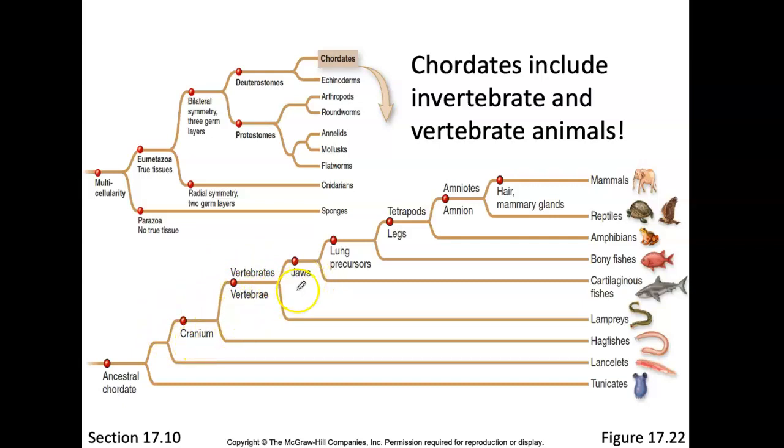Maybe it has a skull but no jaws. Does it have some sort of a lung? Does it have 4 legs? Does it have an amnion, which is during development? Is it in a water sac? Does it have hair and mammary glands? So we're going to climb our way up this second clade here. This one relative to the chordates alone.